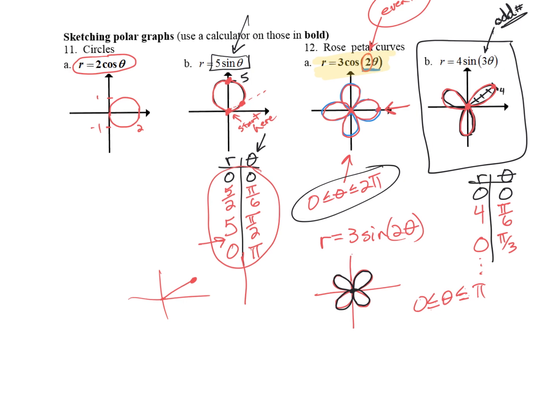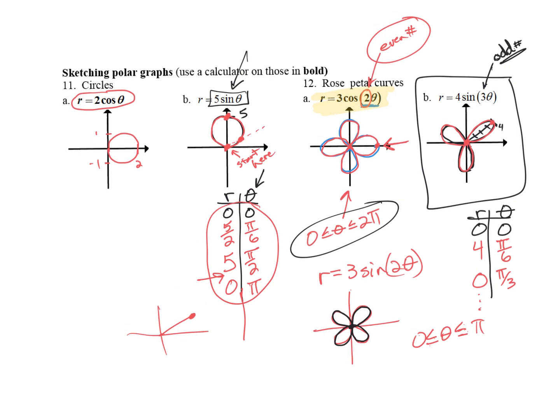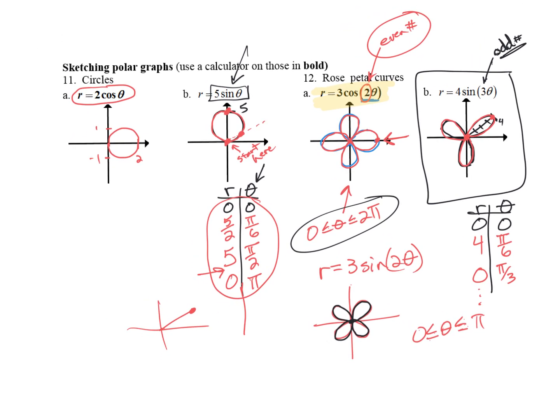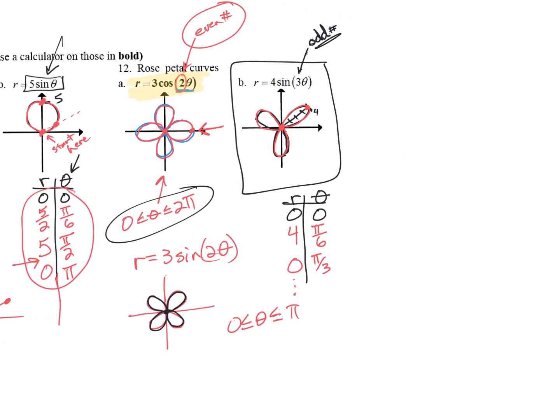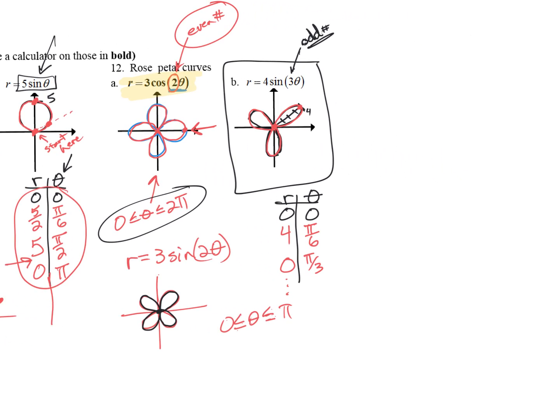Okay, well, let's do one more. What would happen if you change this last one here to cosine? So do, just in your calculator, r equals 4 cosine of 3 theta.